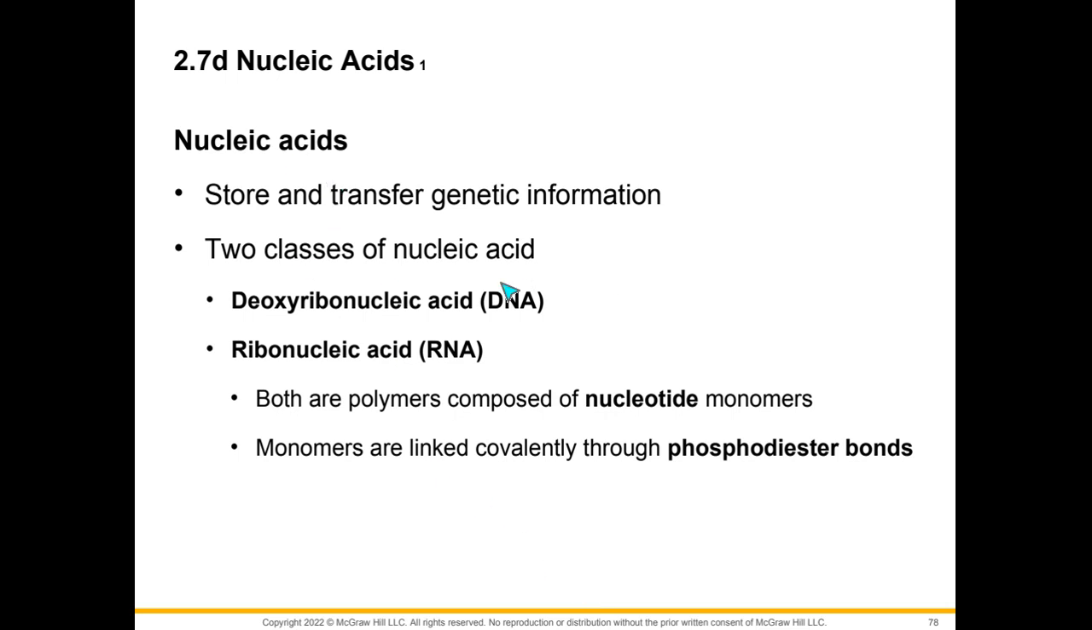Okay, so nucleic acids have 2 classes: DNA, deoxyribonucleic acid, and RNA, ribonucleic acid. Okay, and the monomers that make these up are nucleotides. So your job is, what is a nucleotide monomer composed of? In DNA, the nucleotides that make it up are A, G, C, and T. Whereas the nucleotides that make the RNA are A, G, C, and U. Right?